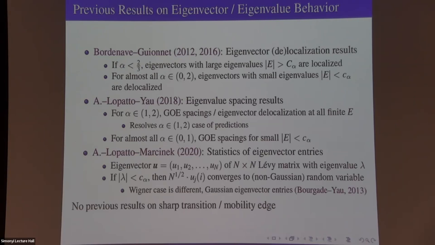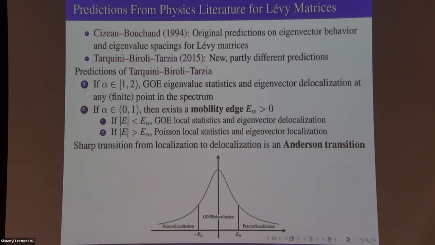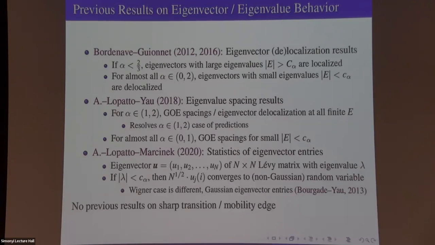A few years later, Patrick Lopatto, Yao and I looked at the eigenvalue spacings. We showed that if alpha is between one and two, then you have the GOE spacings of the eigenvalues, and eigenvector delocalization throughout the spectrum. So in particular, this resolves the first case, when you don't have a mobility edge. We also showed that for almost all alpha in (0, 1), if E is small enough, like here, then you have the GOE spacings as well. You wouldn't have any Tracy-Widom there? No, Tracy-Widom would happen if the edge is kind of covered. There's no edge in that sense.